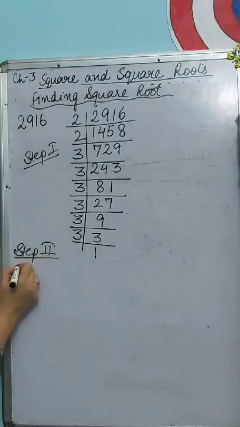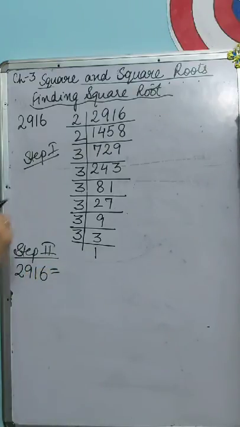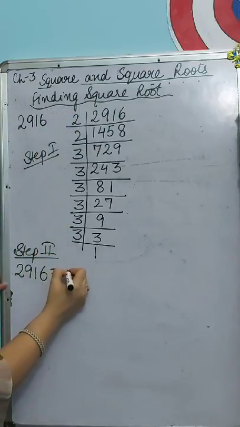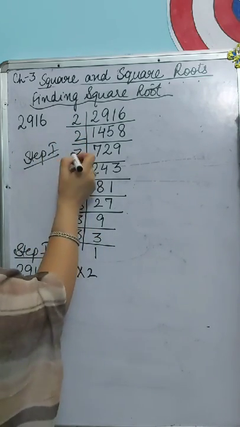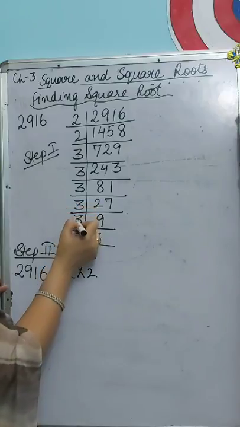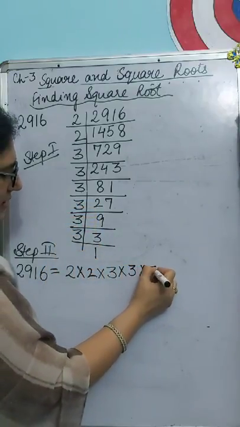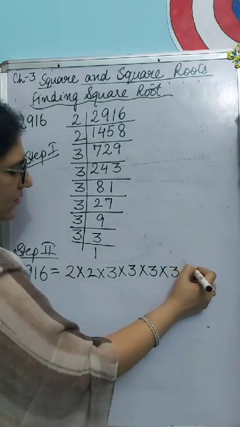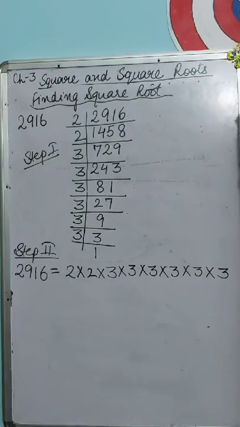What do you have to do in step 2? 2916 equals, you will write all these prime factors in the form of a product over here. First, how many 2s are there? 2. How many 3s? 1, 2, 3, 4, 5, 6. So 6 times 3. This is our second step. What was the third step?